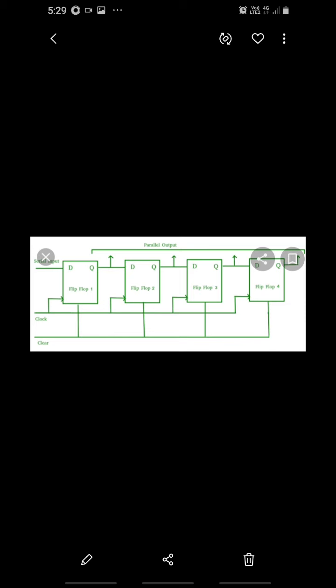At the positive going edge of the first clock pulse, the LSB bit 1 is sent to the output of the first flip-flop, and hence Q0 becomes 1. Therefore, Q0 is equal to 1, Q1 is equal to 0, Q2 is equal to 0, and Q3 is equal to 0, or Q is equal to Q0, Q1, Q2, Q3 is equal to 1, 0, 0, 0 after the first clock pulse.